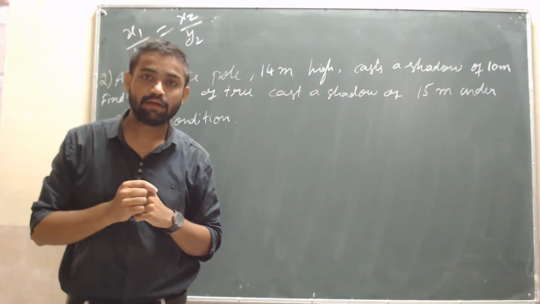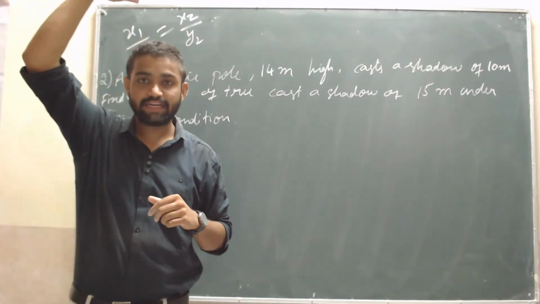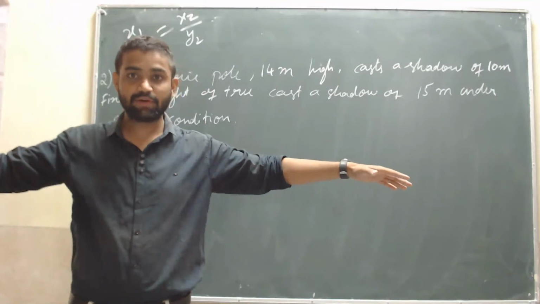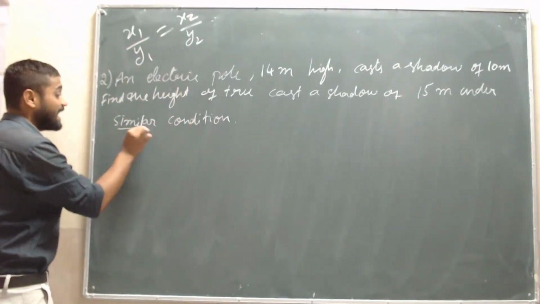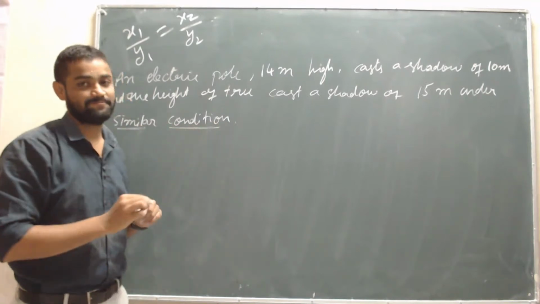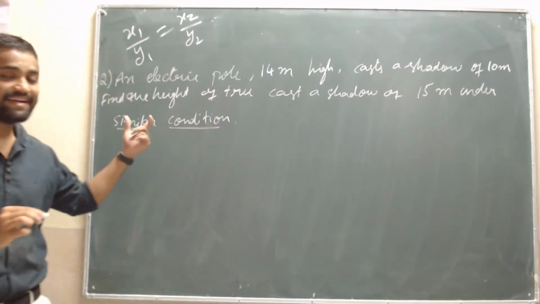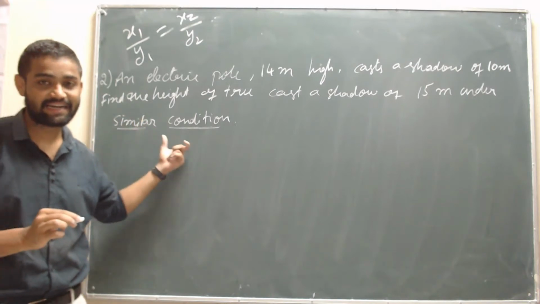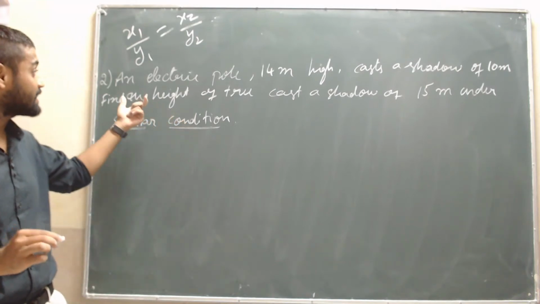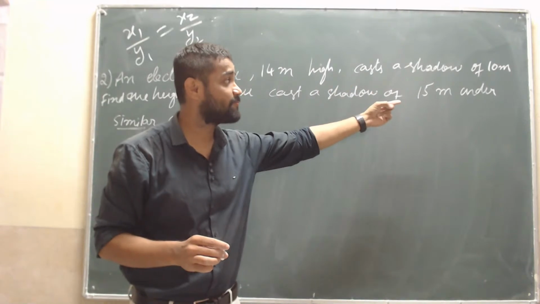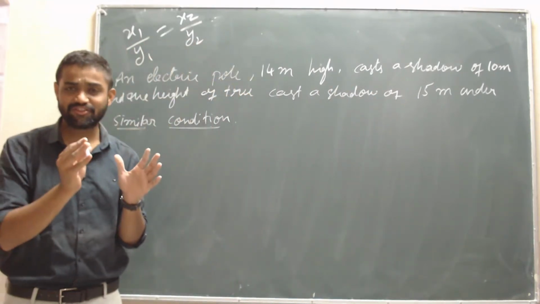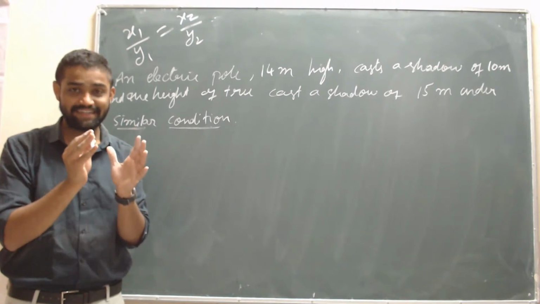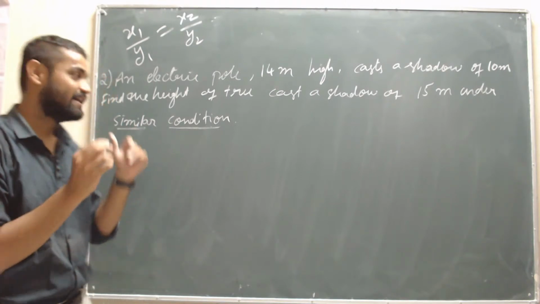Sir, if the shadow is more then the height is more, and if the shadow is less then the height is less, like that you will tell, no? Yes, that's why we are giving that it is under a similar condition. The tree is giving a 15 meter shadow, and we have to find out the height of the tree, isn't it?